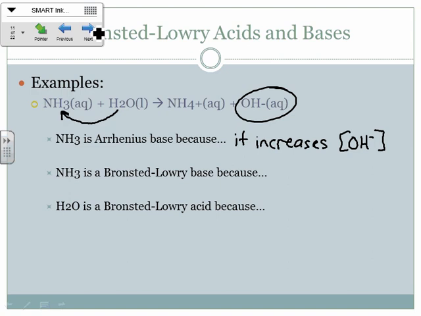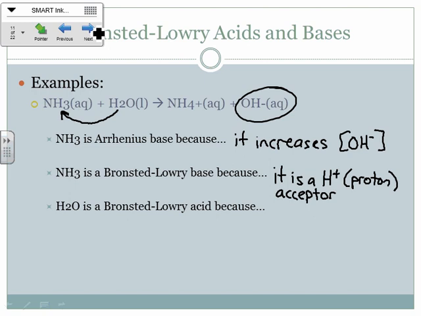NH3 is a Bronsted-Lowry base because, and again, the definition there, what makes a Bronsted-Lowry base a base is that it is a H plus or a proton acceptor. Okay. And so, because it accepts the hydrogen, or the proton, from the water, that makes the NH3 the Bronsted-Lowry base.